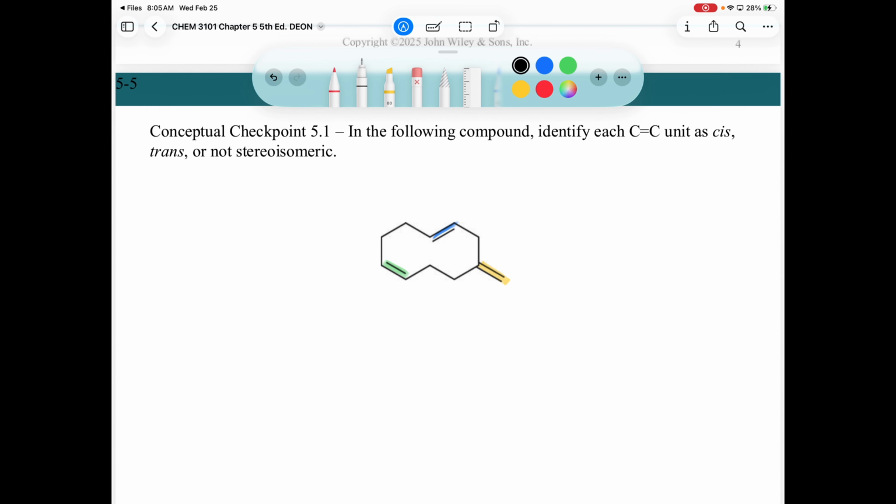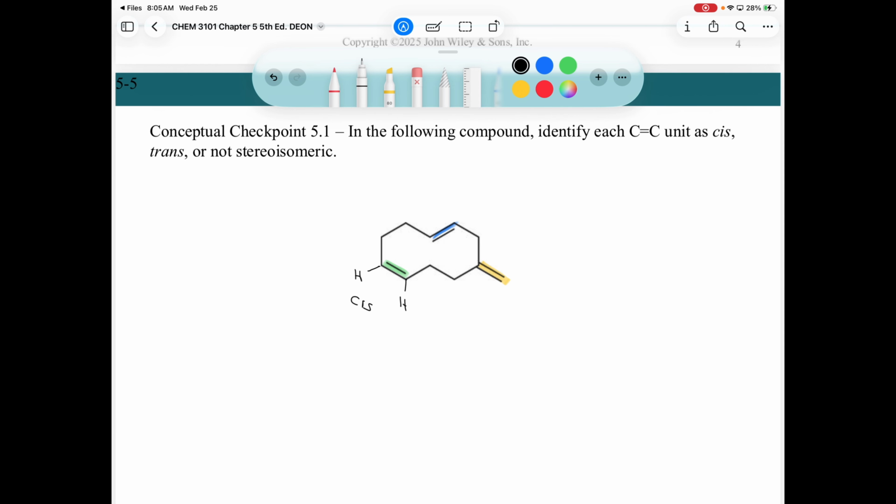I have one highlighted in green, another yellow, another blue. Let's start with the one in green. Would you guys designate this as being cis, trans, or not stereoisomeric? It would be cis, right? Because you can clearly see that these 2 hydrogens are on the same side of the double bond, and so this one would be cis.